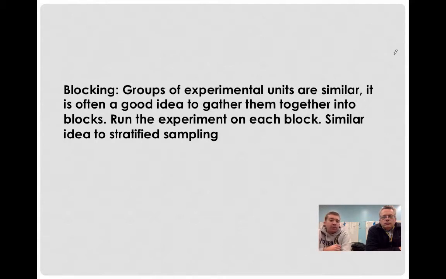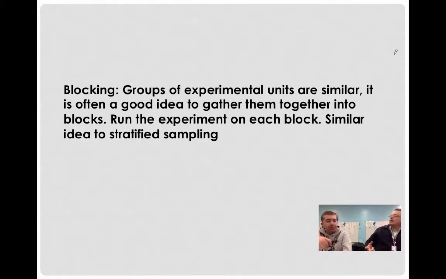Sometimes in an experiment, groups of experimental units are similar, like males and females. It's often a good idea to gather them together, and we call that a block, like a block of females and a block of males. And then we run the experiment just as you would on the whole population, on each block. So you actually do the experiment twice: once on males, once on females.